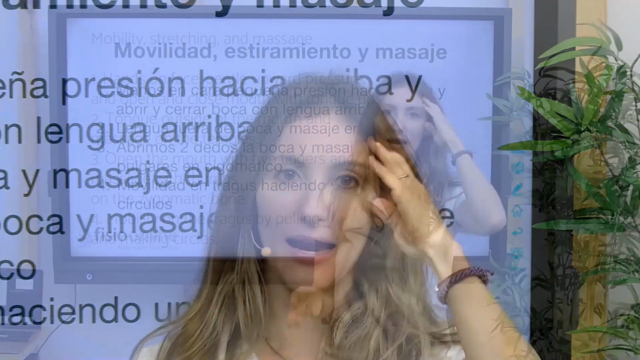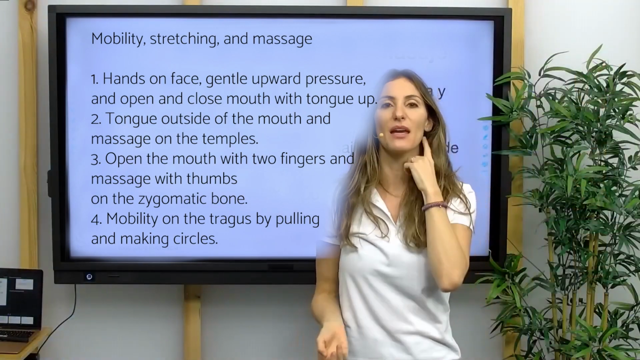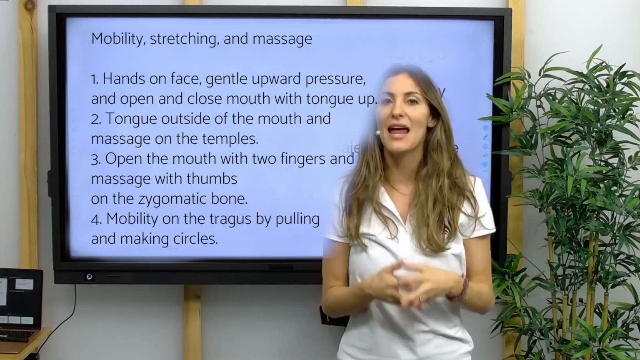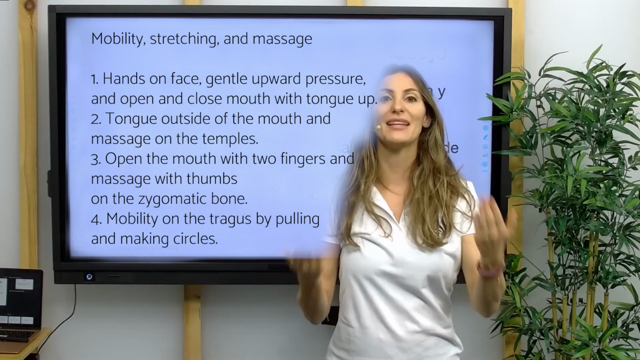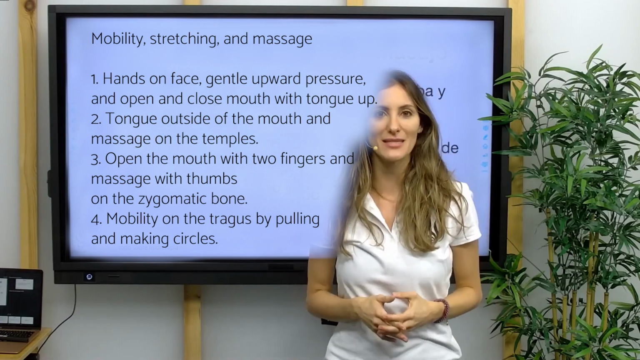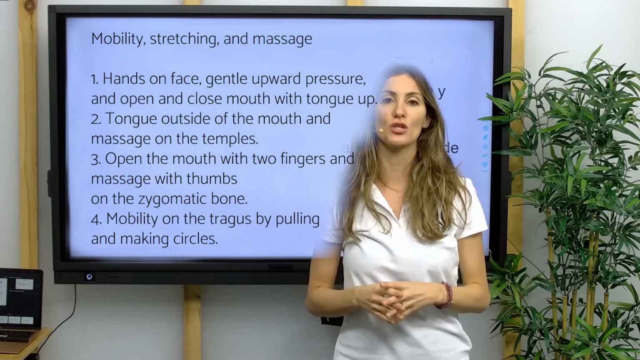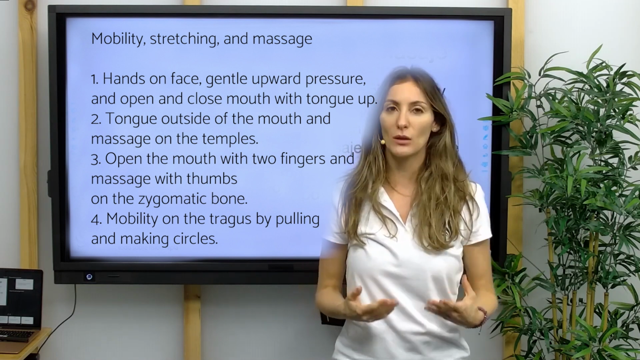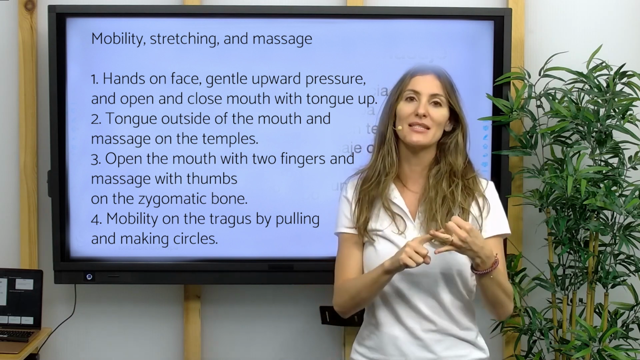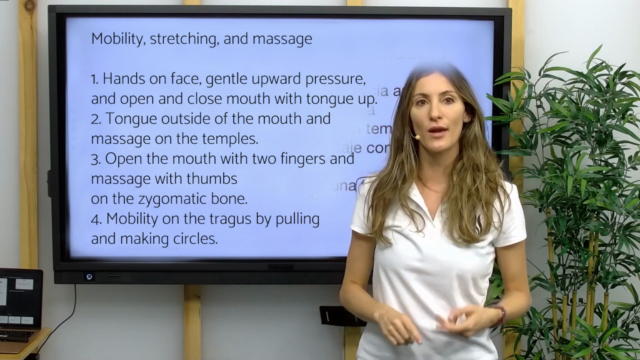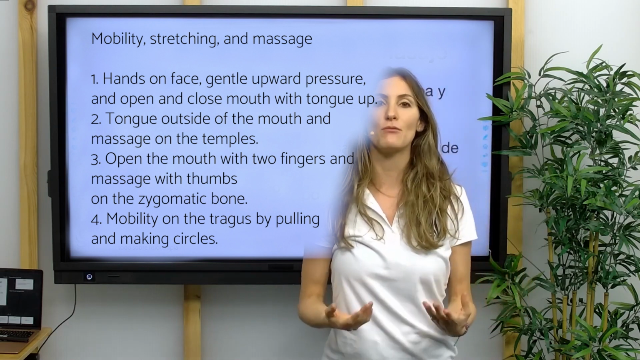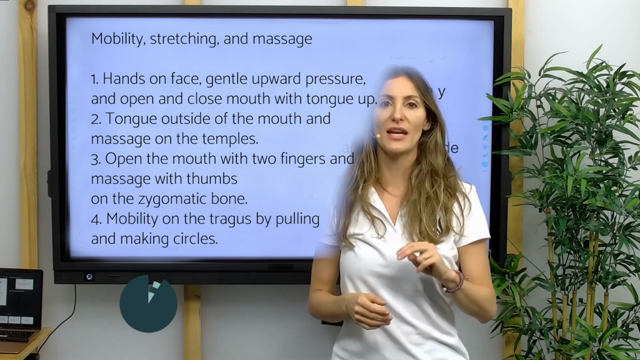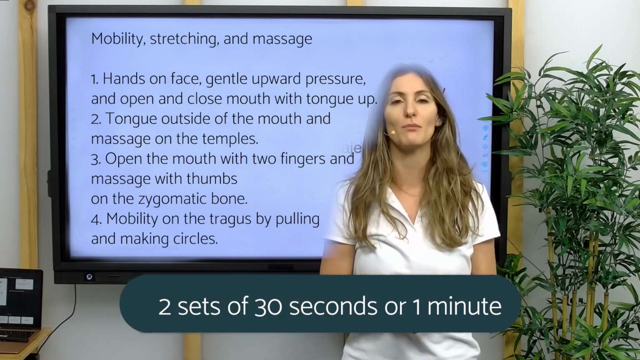This exercise helps us relax the temporal area and also mobilize and stretch the pterygoid muscles, which are also important for chewing. All these exercises focus on relaxing the chewing muscles: temporal, masseter, internal pterygoid, and external pterygoid. Well, we'll do the same. We can do 2 sets of about 30 seconds, or 1 minute.